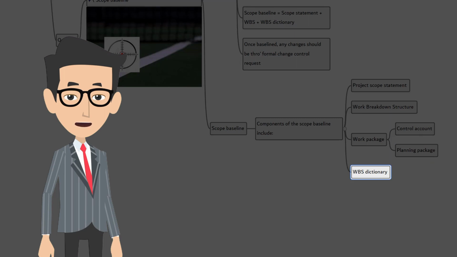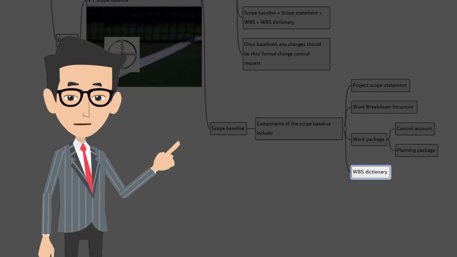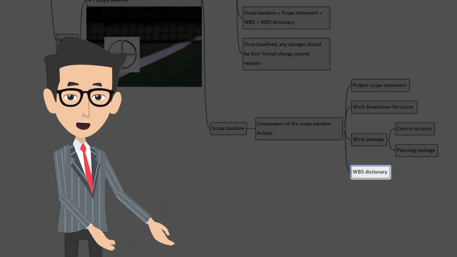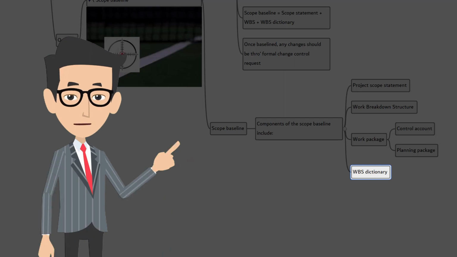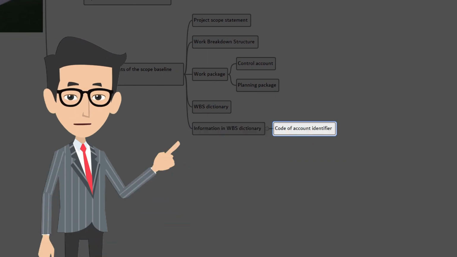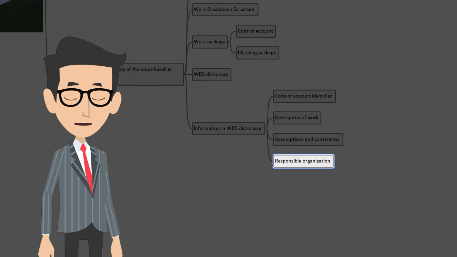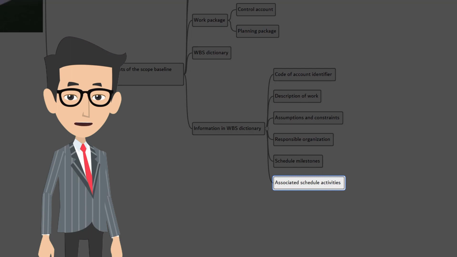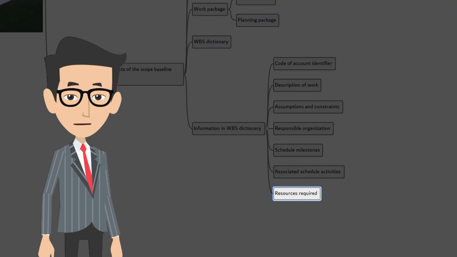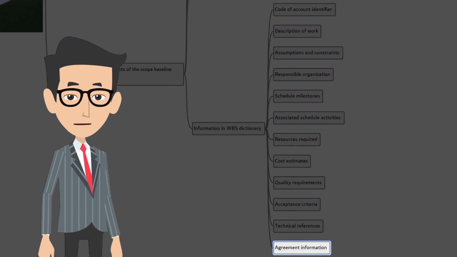And WBS dictionary. The WBS dictionary is a document that provides detailed deliverable, activity, and scheduling information about each component in the WBS. The WBS dictionary is a document that supports the WBS. Let's quickly look at the possible content of WBS dictionary. Code of account identifier, description of work, assumptions and constraints, responsible organization, schedule milestones, associated schedule activities, resources required, cost estimates, quality requirements, acceptance criteria, technical reference, and agreement information.